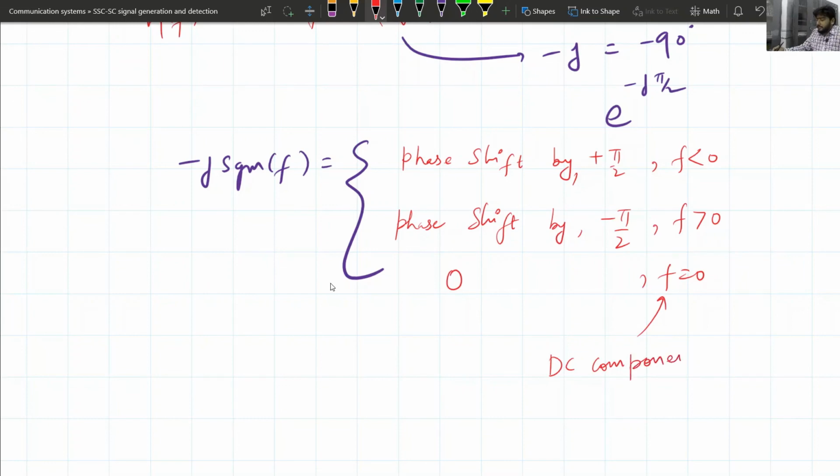The DC component is for f equal to 0 only, and because its value is 0, it discards the DC component present in the message signal m t. And for the rest, for f less than 0, it shifts the message signal by plus pi by 2, and for f greater than 0, by minus pi by 2.